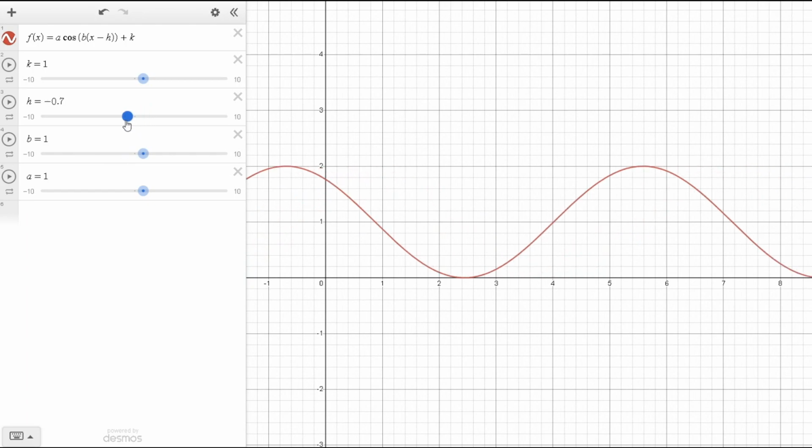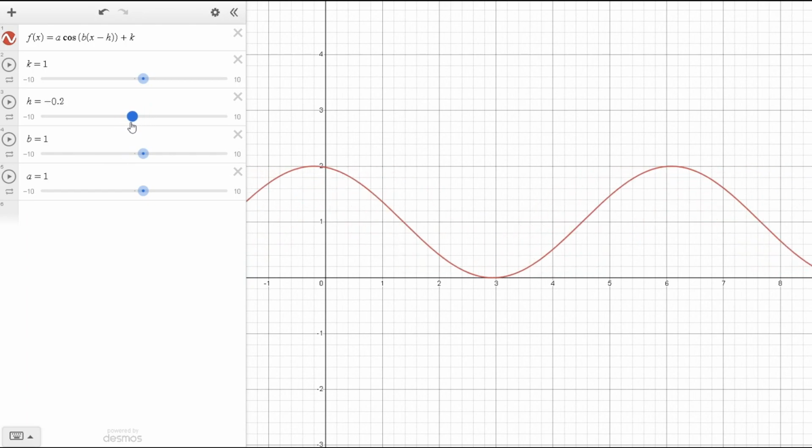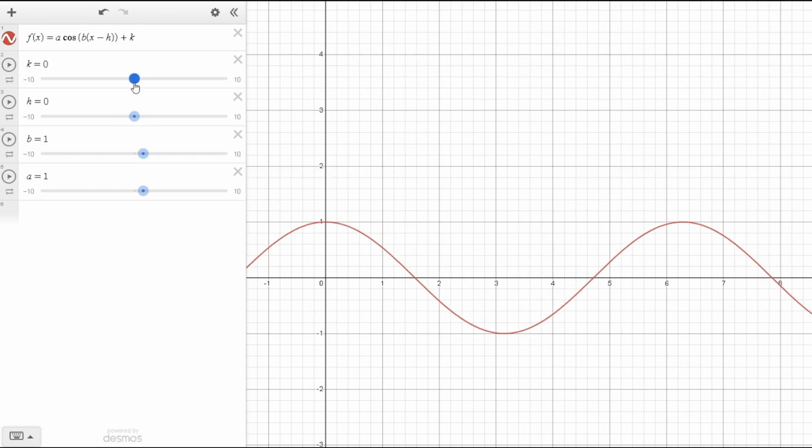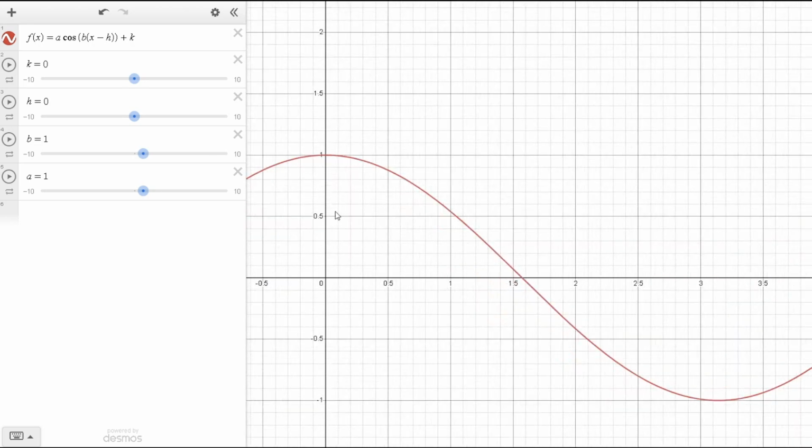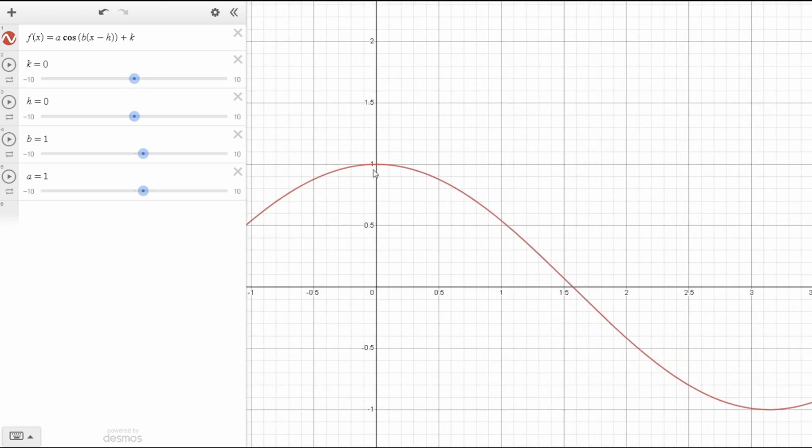Okay, so let me take this back to 0. Okay. So we've covered A and B. We know now that A increases the amplitude on my cosine function. Very important: sine function crosses at the origin, cosine function crosses at the amplitude, my y-axis. So what happens when we touch this negative h? Let's see.